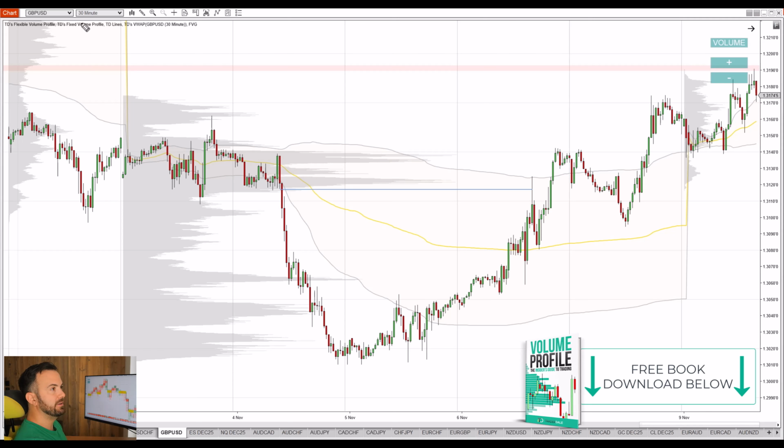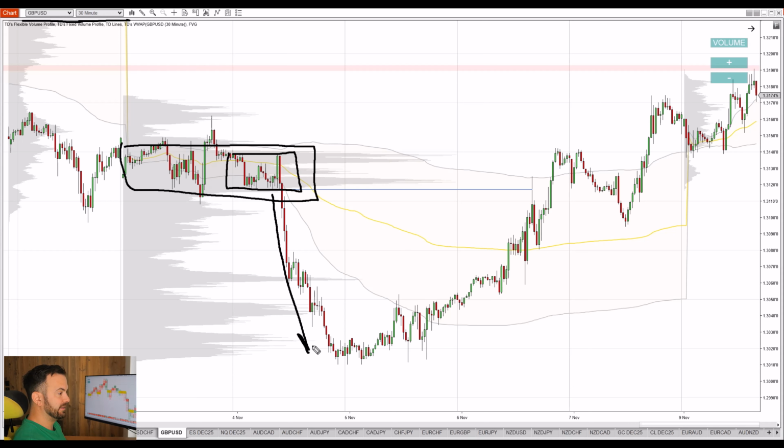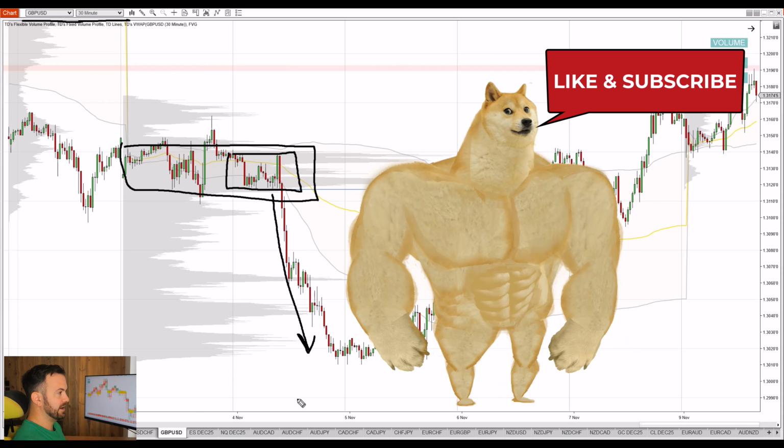So what you see here is a 30-minute chart of the British pound US dollar, and the volume profile setup goes like this. You need to see a rotation like this one, or a bigger rotation like this one, followed by a very strong trend like this trend. That trend should start from that rotation, right?